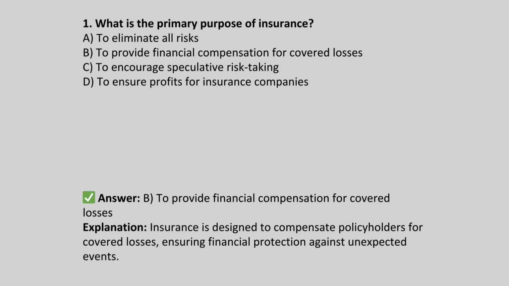What is the primary purpose of insurance? A. To eliminate all risks. B. To provide financial compensation for covered losses. C. To encourage speculative risk-taking. D. To ensure profits for insurance companies. Answer: B. To provide financial compensation for covered losses. Explanation: Insurance is designed to compensate policyholders for covered losses, ensuring financial protection against unexpected events.